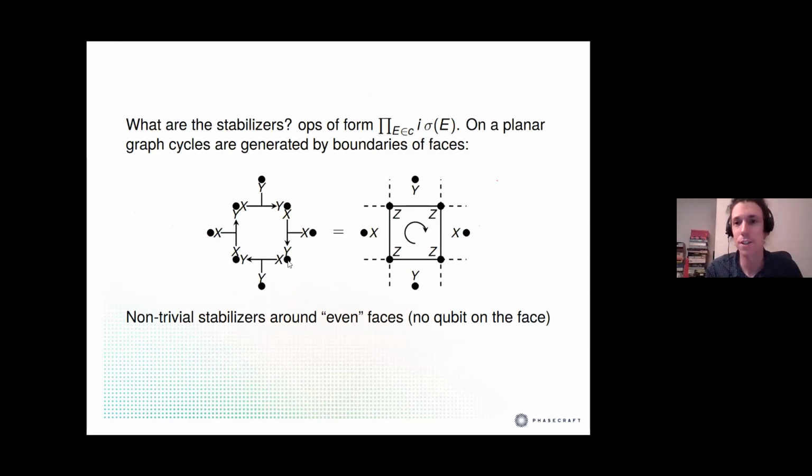The first kind of face is the even face, where there is no qubit in the face. And on this face, we take the product of these 4 edges, and this is going to be in the bulk, right? So there's qubits around all of the sides. And we get this weight 8 edge operator, a weight 8 stabilizer, okay? So this is the only non-trivial stabilizer in the code, and I'll explain in a moment. And so this is around the even faces.